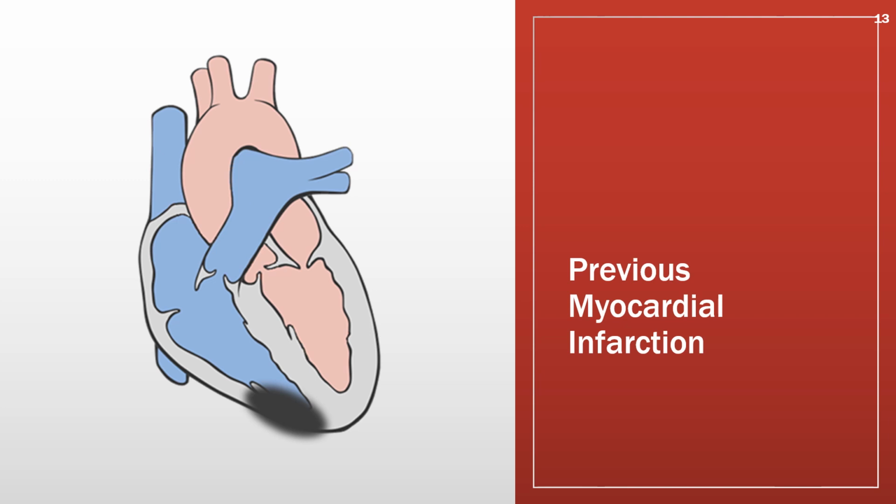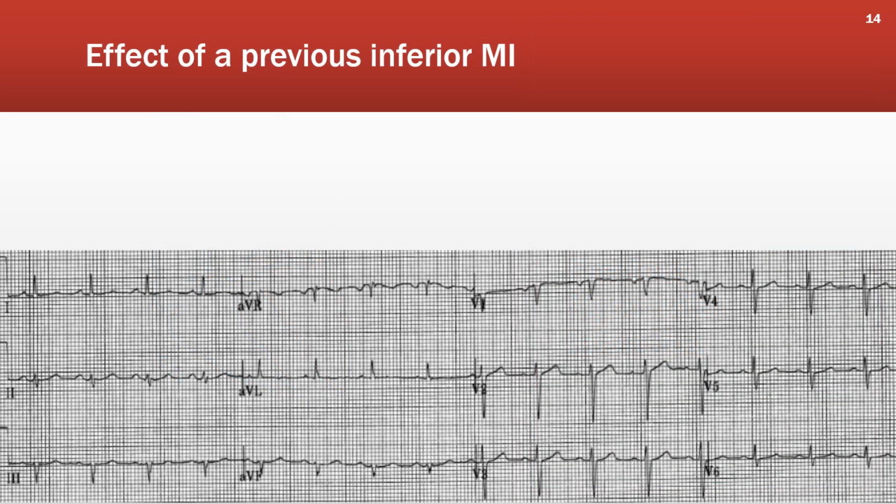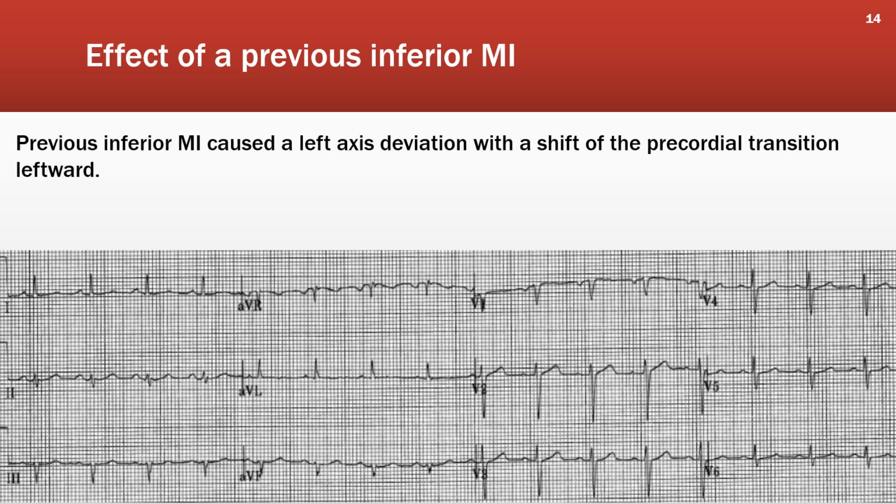Now we're going to talk about the effect of a previous myocardial infarction on precordial transitions and rotation. Let's take a look at this ECG here. A previous inferior MI has caused a left axis deviation with a shift of the precordial transition leftward.